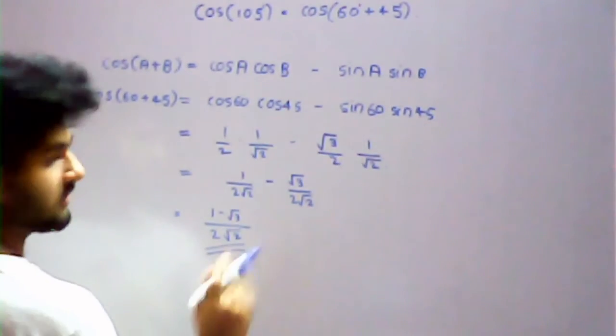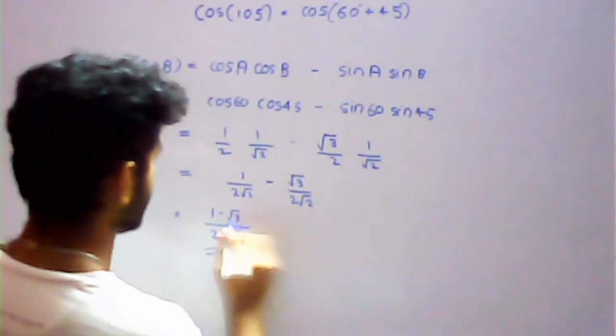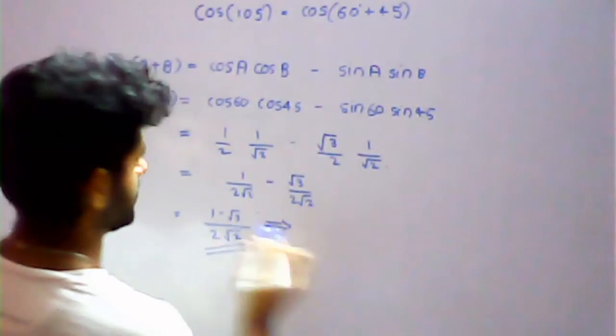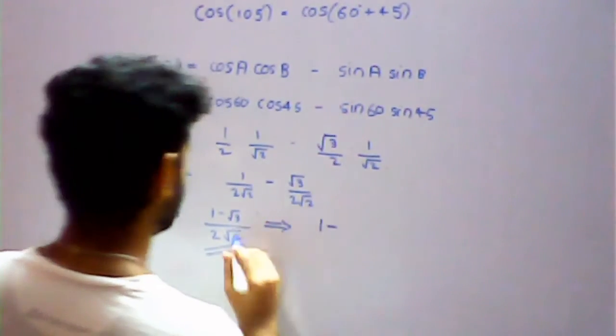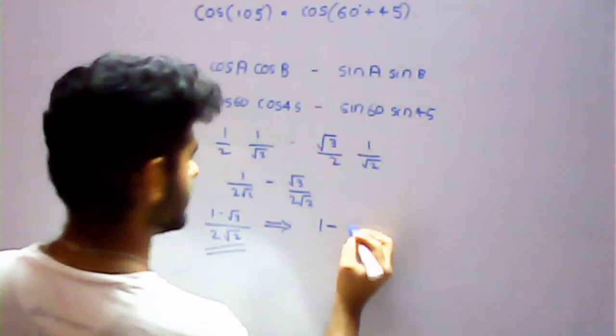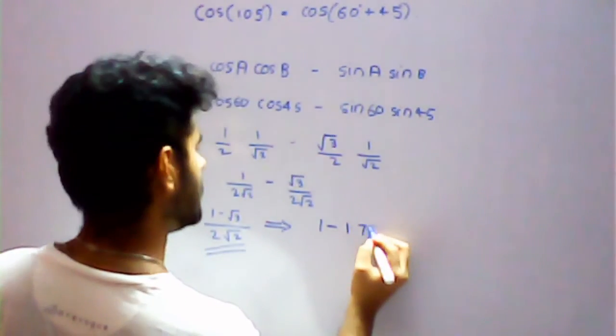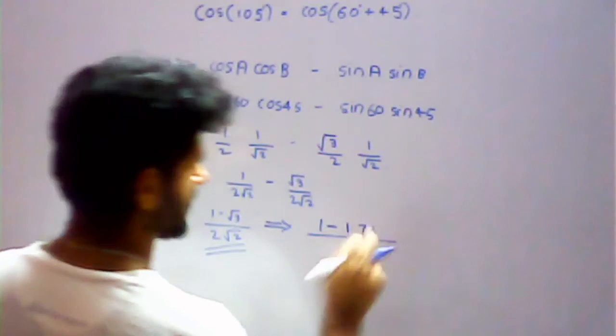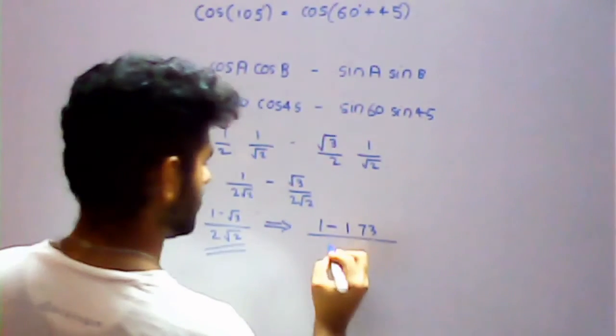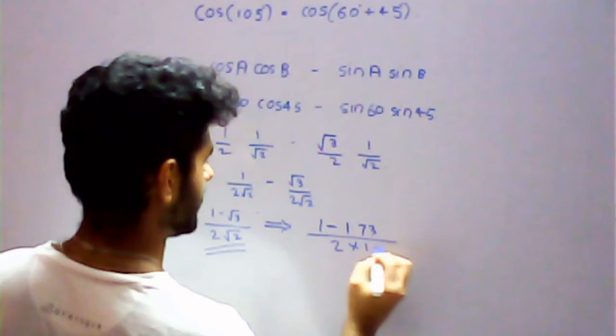This is the answer, but if we need to solve it further, we know the value of root 3 and root 2. Value of root 3 is 1.732. Just for convenience, we write 1.73, and root 2 value is 1.41.